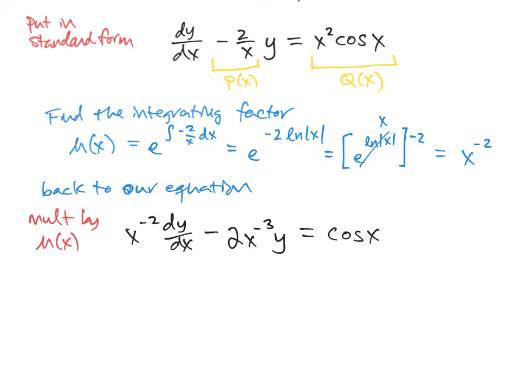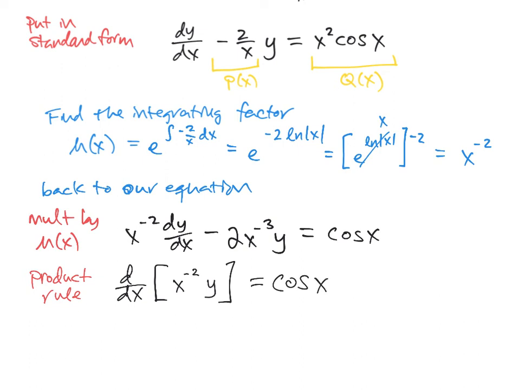Next, we will rewrite the left-hand side with product rule. And we know that the left-hand side is going to look like d dx of x to the negative 2 y. And then the right-hand side is still cosine x. And now we can integrate and solve for y.